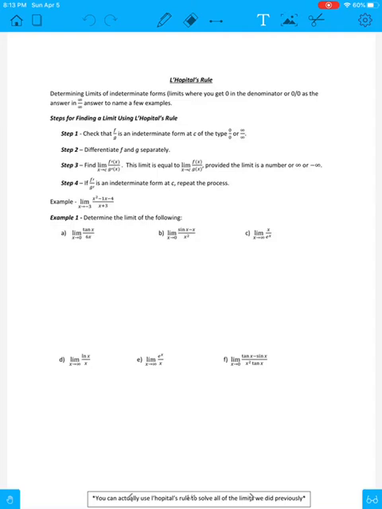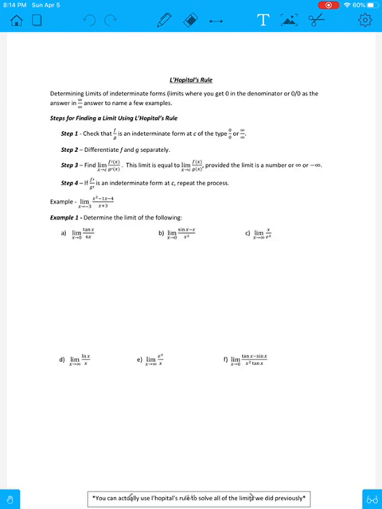Step 2, differentiate f and g separately. So you differentiate the top and then you differentiate the bottom separately, not like a product rule, but separately. And then step 3, you're going to find the limit as x approaches c of the derivative of f over the derivative of g. And then the limit is equal to that limit if you get a number, or infinity or negative infinity.